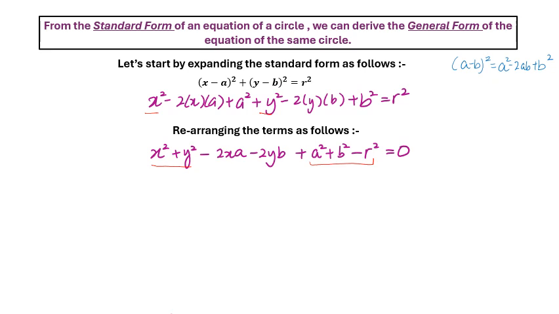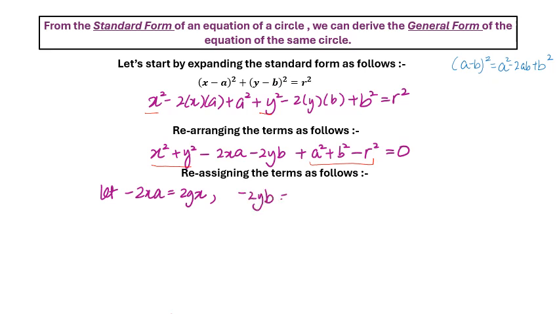What do you mean by reassigning terms? Let's take a look. Yes, we're going to let negative 2xa equal 2gx, and negative 2yb equal 2fy. So it's just a re-representation. Here I introduce new terms called g and f. And of course, a squared plus b squared minus r squared, I'm going to introduce a new term and represent it by the letter c.